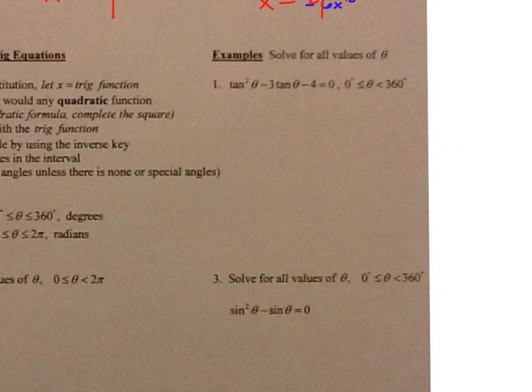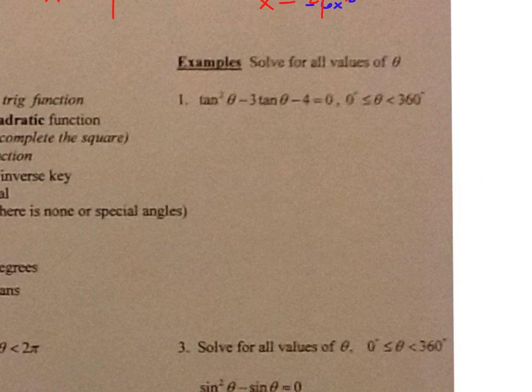All right, so let's take a look at the first one. We have solve for theta. So we have tan squared theta minus 3 tan theta minus 4 is equal to 0. And I want my angles in the interval from 0 degrees is less than or equal to theta is less than 360. So I'm going to start by writing a let statement. Let x equal tan theta. So I'm going to rewrite this. So this will be x squared minus 3x minus 4 is equal to 0.